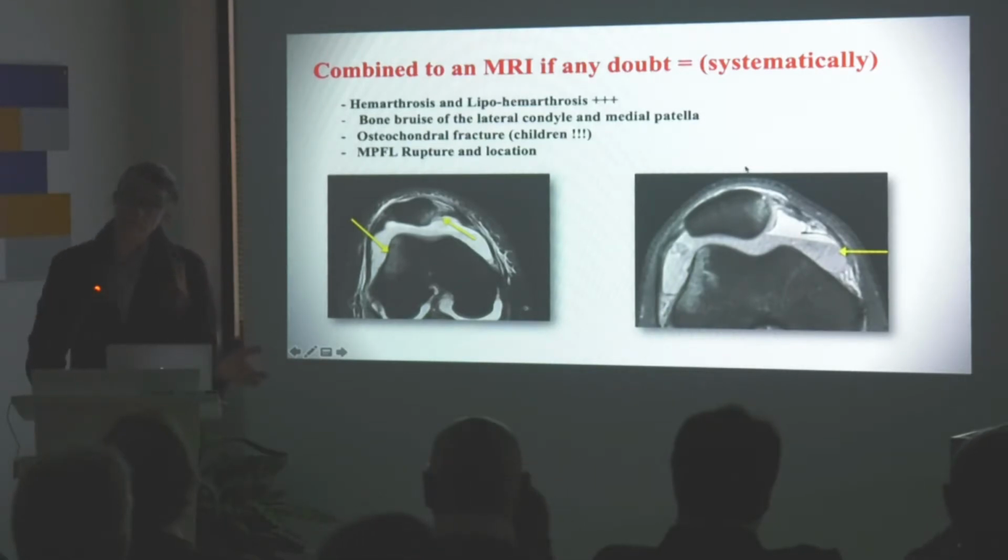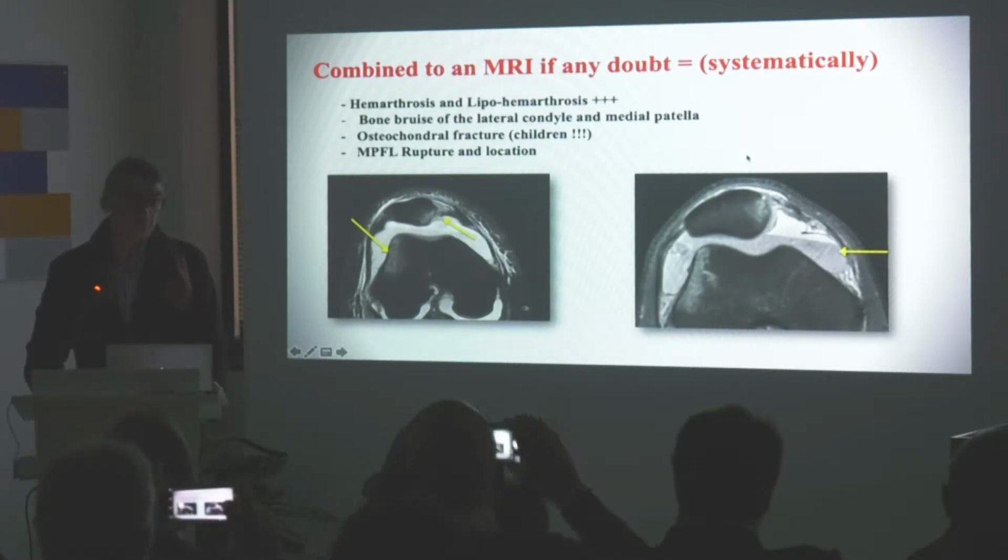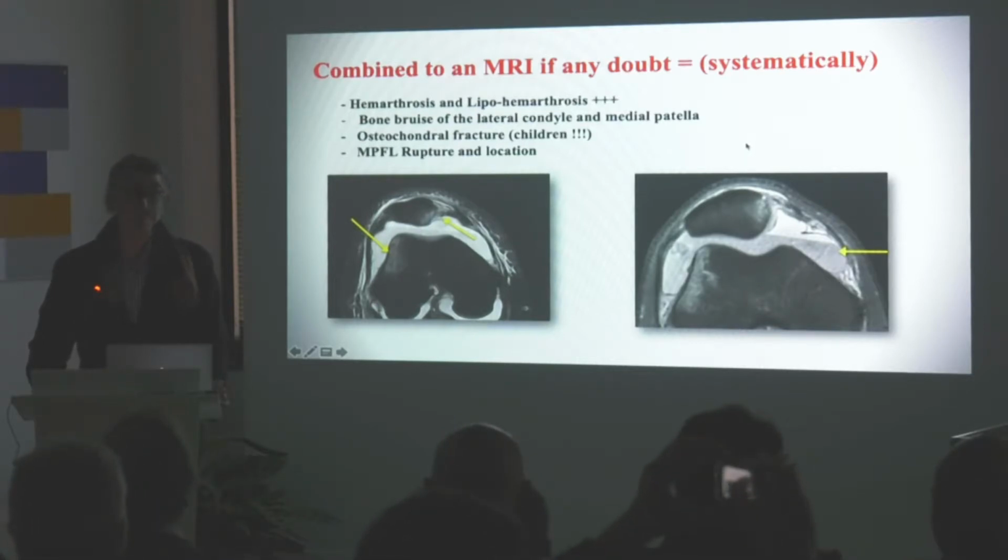And then you can ask for an MRI, especially if you are dealing with immature patient, because you can have some osteochondral fracture that will not be seen on the X-rays, and you will see them on the MRI. If you ask for an MRI, what to look at? Hemarthrosis. And what is very special, and it's beautiful, is the lipohemarthrosis. You see, this is fat, this is blood, and this is typical from a patellar dislocation, because when you have a patellar dislocation, you have hemarthrosis, of course, but most of the time you have an avulsion of the medial facet.